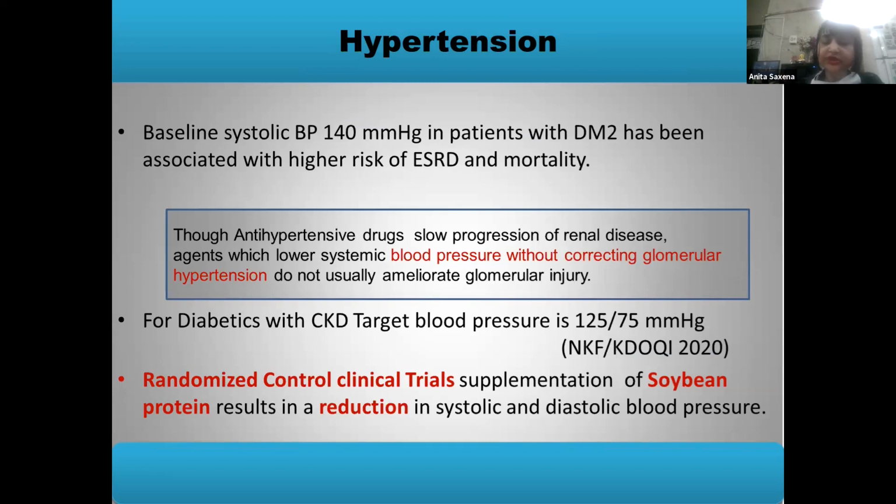Though antihypertensive drugs slow progression of renal disease, agents which lower systemic blood pressure without correcting glomerular hypertension do not usually ameliorate glomerular injury. For diabetics with CKD, target blood pressure should be 125 by 75 millimeters of mercury, and randomized controlled clinical trials on supplementation of soybean proteins have shown reduction in systolic and diastolic blood pressure in these patients.